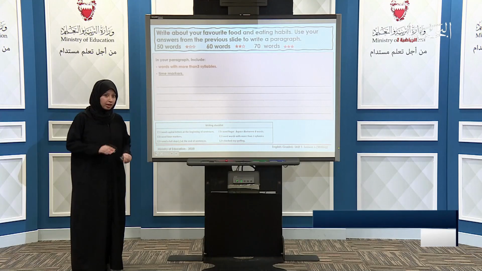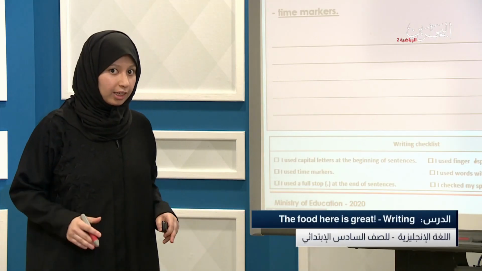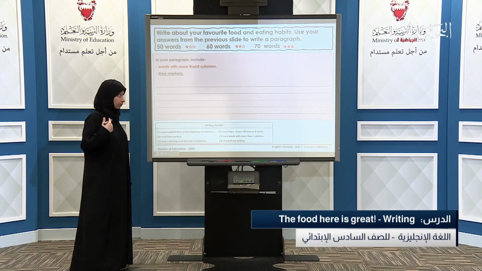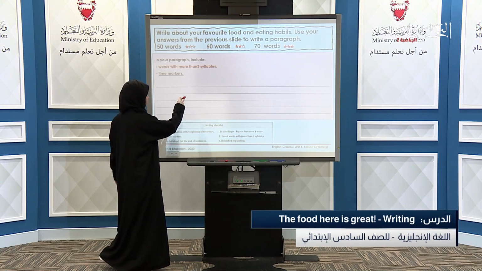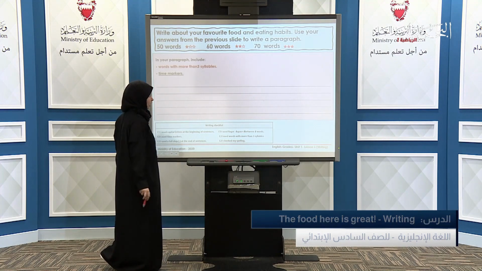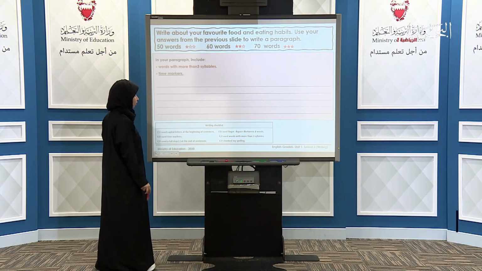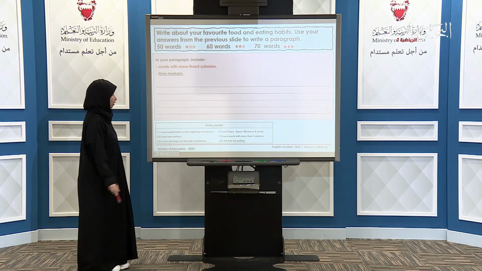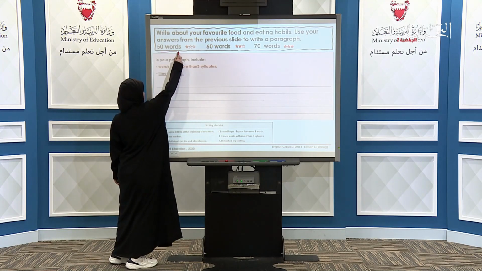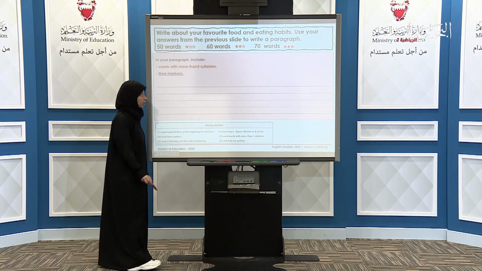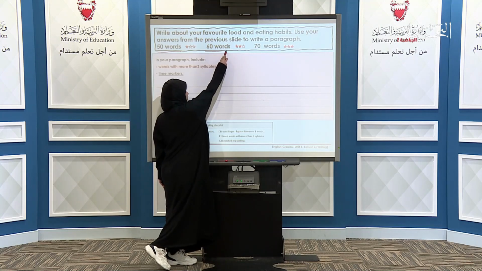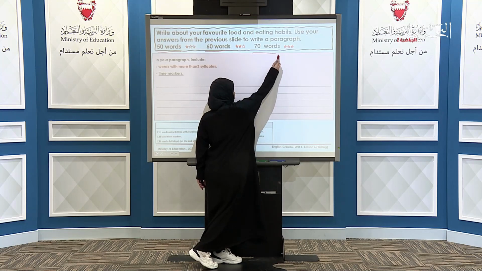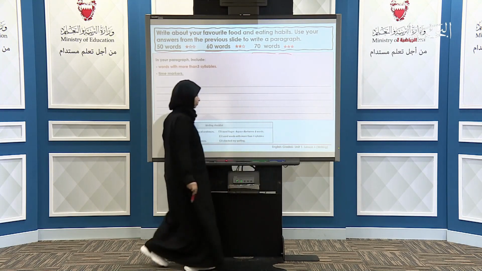Now we have reached our last activity. You need to write a paragraph from the previous sentences. You need to write about your favorite food and eating habits. Use the answers from the previous slide to write a paragraph. Remember that if you write 50 words, you'll be getting 1 star. If you write 60 words, you'll be getting 2 stars. And if you write 70 words, you'll be getting 3 stars.